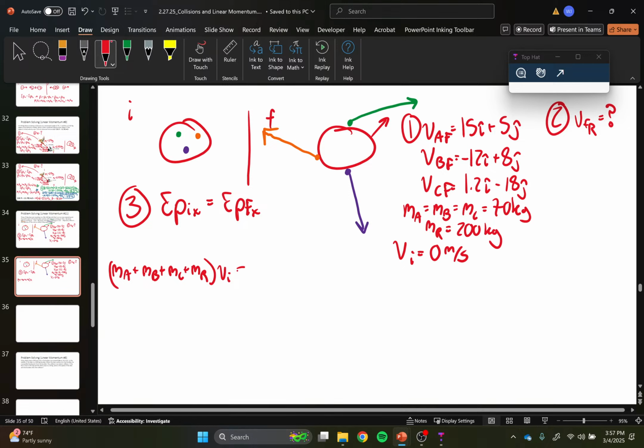Great. Equals. How many objects do I have at the end? 4 objects. 3 deer and 1 rock. So, mass of deer A times velocity of A, final, in the x, plus mass of B times velocity of B, final x, plus mass of C times velocity of C, final x, plus mass of rock times velocity of rock, final x. Four things, each with their own mass, each with their own velocity. Great, we did the x component.